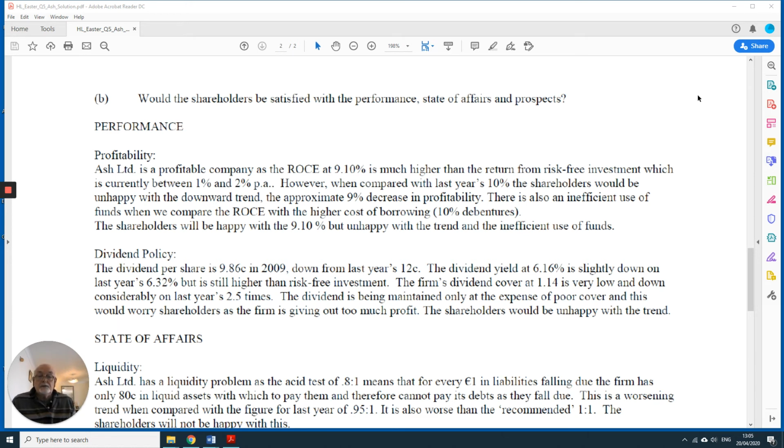You would also want to compare the return on capital employed with the rate of interest that they're paying on their borrowings, which in this case is the 10% on the debentures. And if you're borrowing at 10% and you're earning 9.1%, you'd have to say that that's an inefficient use of funds. So the shareholders will be happy with the 9.1% return on capital employed because it is profitable, but they'd be unhappy with the trend and the inefficient use of funds. And profitability would come under the heading of performance.